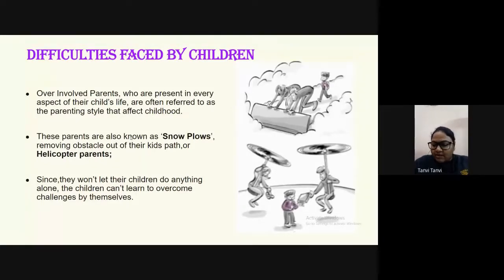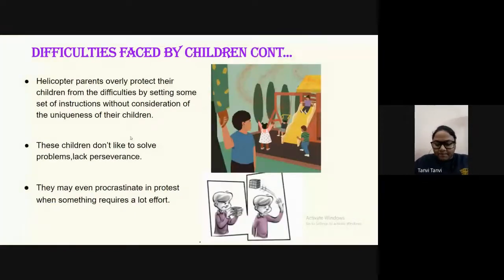Since they won't let their children do anything alone, the children can't learn to overcome challenges by themselves. These children don't like to solve difficult problems, lack perseverance, and may even procrastinate in protest when something requires a lot of effort.